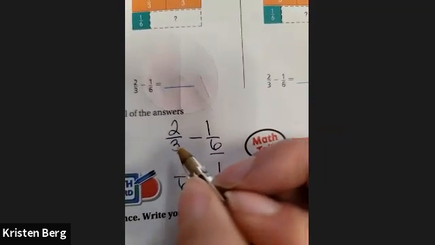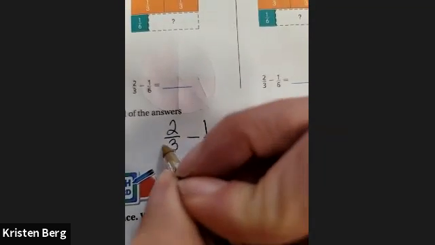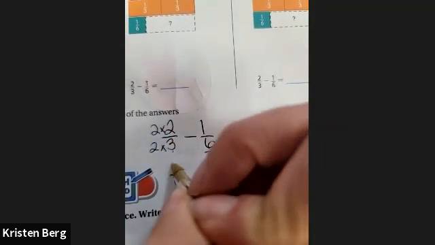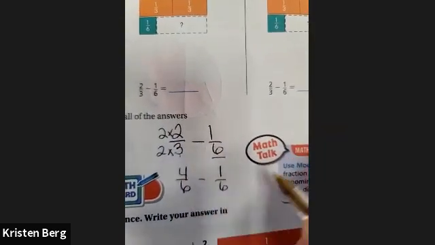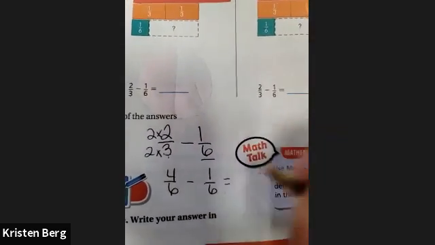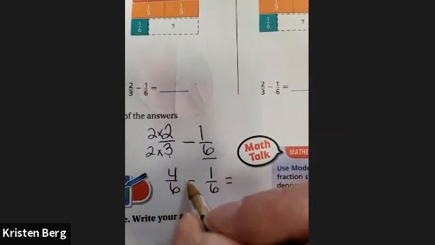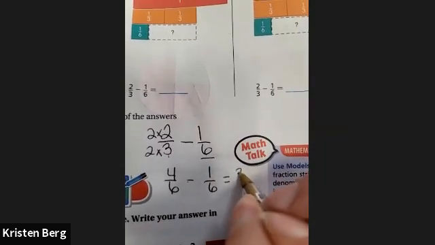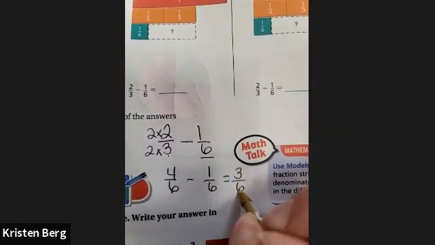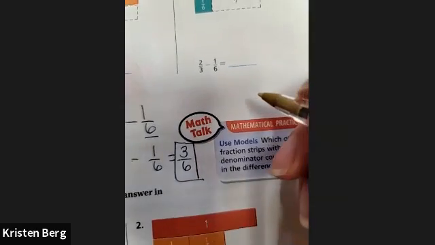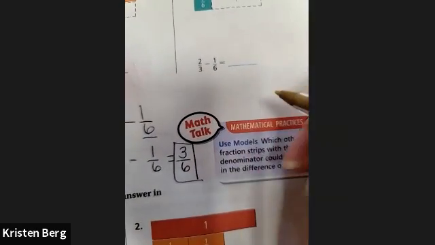So what do I do to a 3 to get it to 6? I times it by 2, and I times the top by 2. So 2 times 2 is 4. So 4/6 minus 1/6. So what is 4 minus 1? It is 3/6. And this is perfectly fine as an answer. Now again, could you reduce this one?